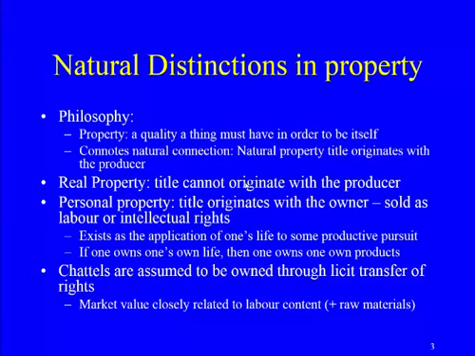Real property cannot originate with the producer, and that's why I might have my property, which is my house, but I can sell that property and get another one. It's not intimately connected to me, and it certainly doesn't originate with me. I didn't make my house, or at least I certainly didn't make the land that it sits on. However, with personal property, and especially those things which come as a result of human activity, the property, the ownership, what we call the title, originates with the owner.